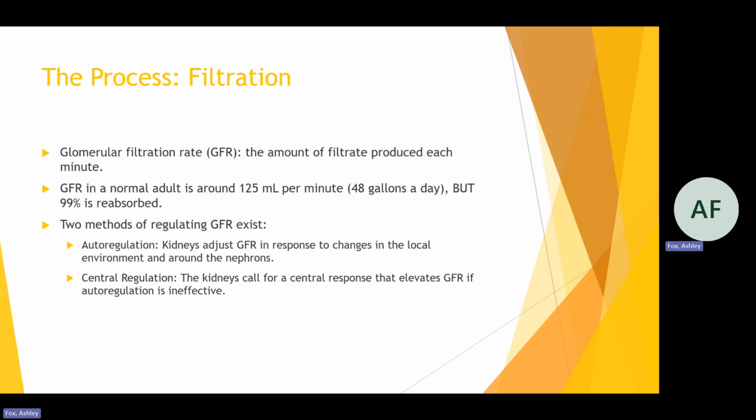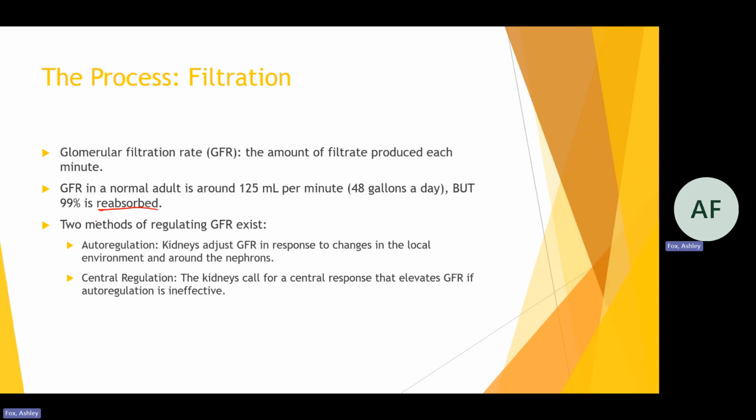So I mentioned this already. Glomerular filtration rate, or GFR, is the amount of filtrate per minute. So it's a rate, so it's per unit of time. In a normal adult, again, this is average, about 125 milliliters per minute is your GFR, or 48 gallons. Think of a gallon of milk, how much that is, per day. But remember, we're not losing that much. That's a lot, 125 mils, 48 gallons a day. 99% of it is reabsorbed.